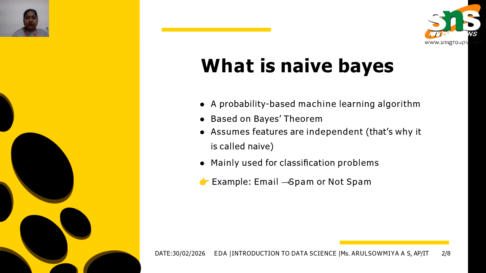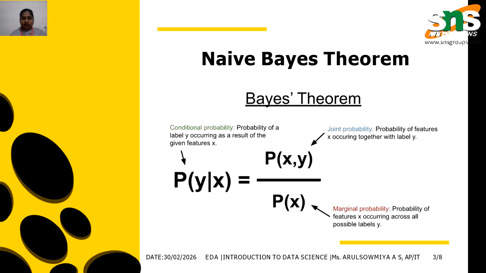For example, email spam, we can identify whether the email is spam or not spam. So we can easily identify the process here.